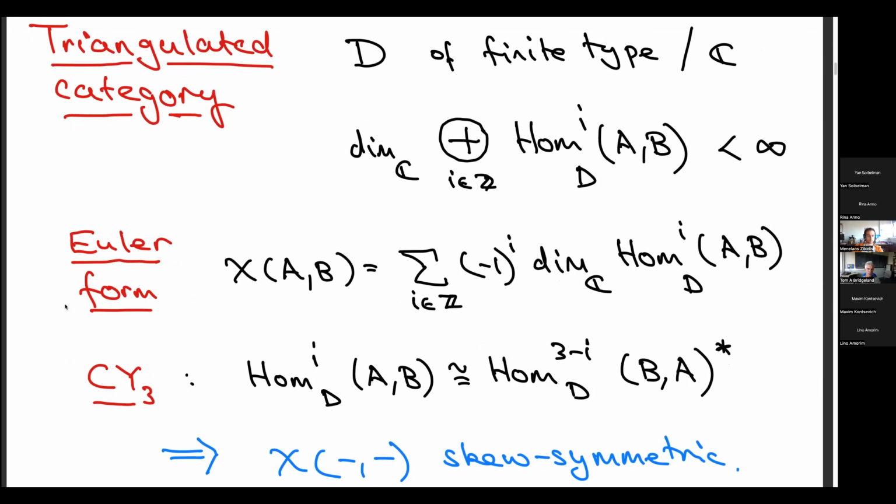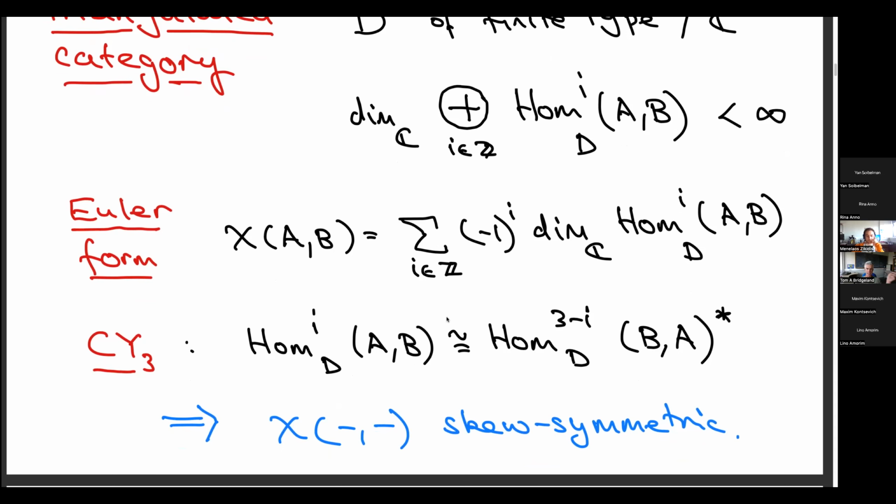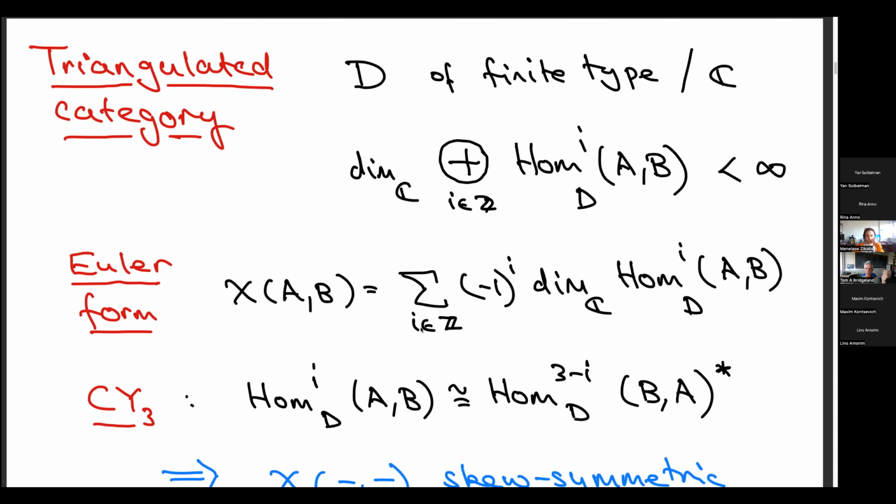Okay, and here's the assumption on CY3. Basically, I just mean that these Hom spaces satisfy this relation, which imitates Serre duality on a Calabi-Yau threefold. And of course, this has the implication that this Euler form is skew symmetric. Okay, so these are the basic invariants you associate to a triangulated category which satisfies this finiteness condition.